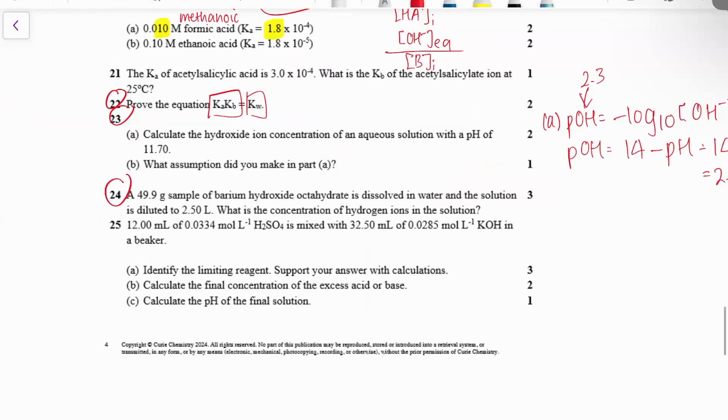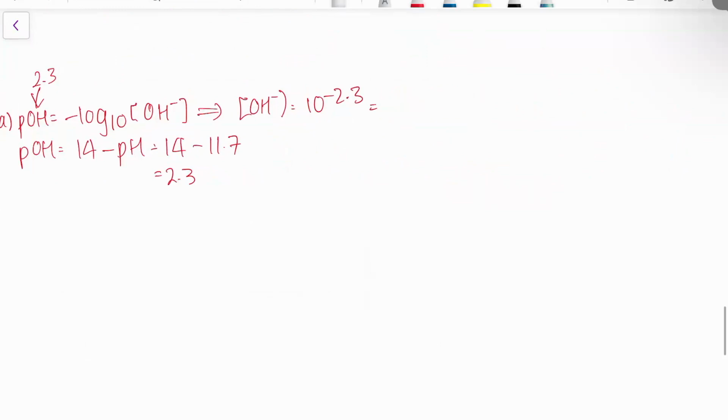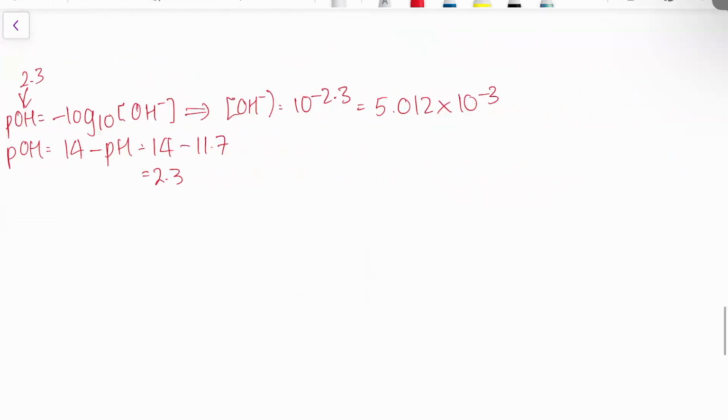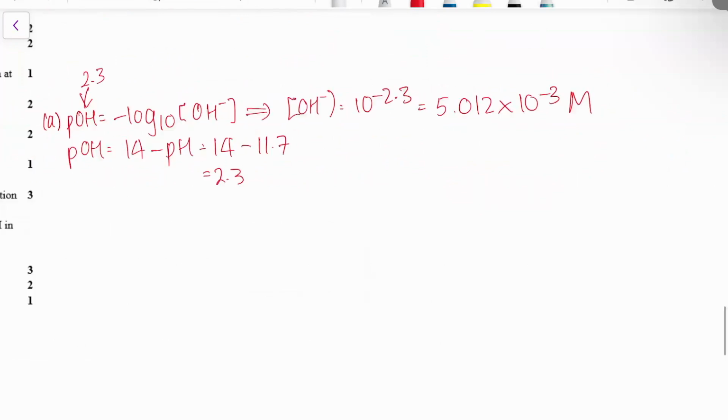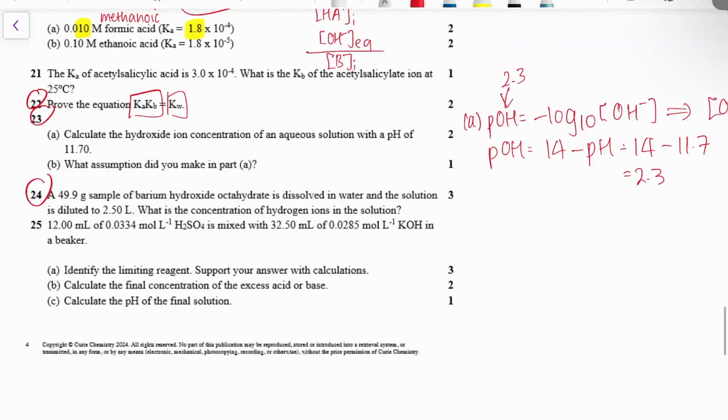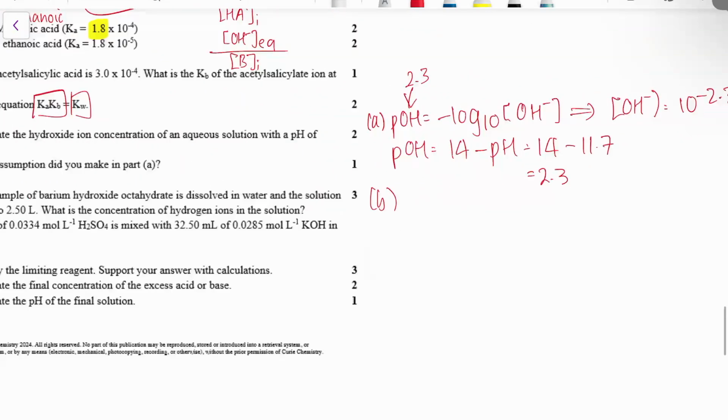Okay, so my answer is 5.0121 times 10 to the minus 3. And then this is hydroxide concentration, so that's going to be units of molarity as well. Okay, and then part B, what assumption did you make in part A?